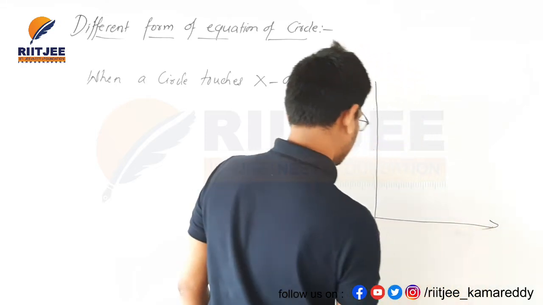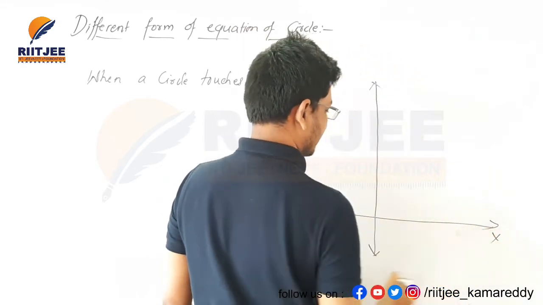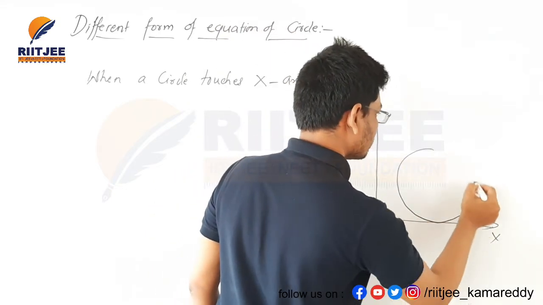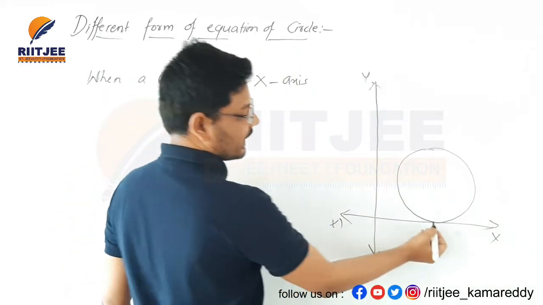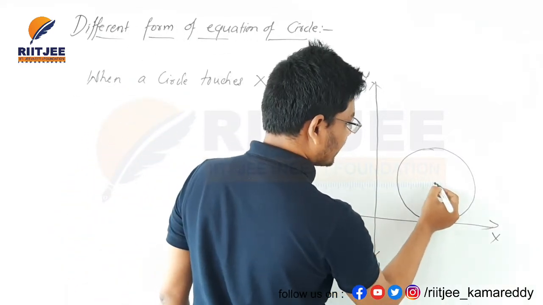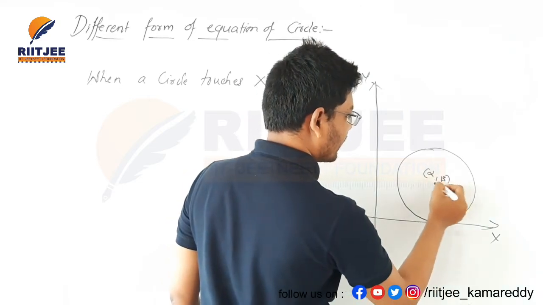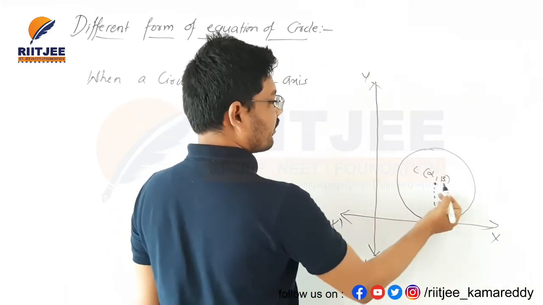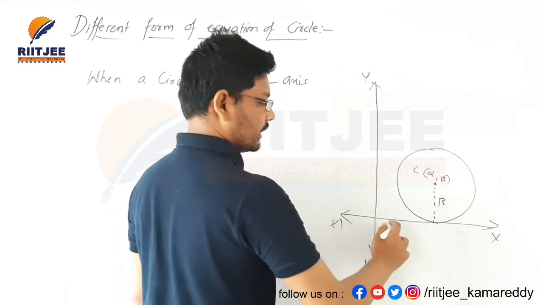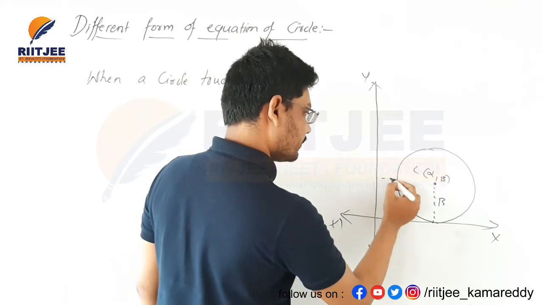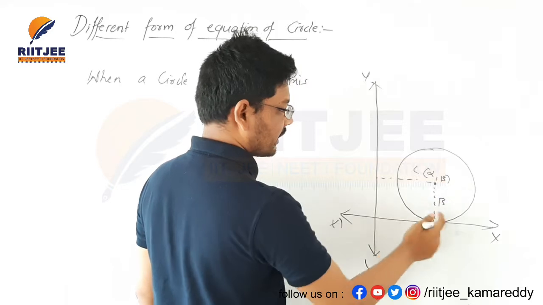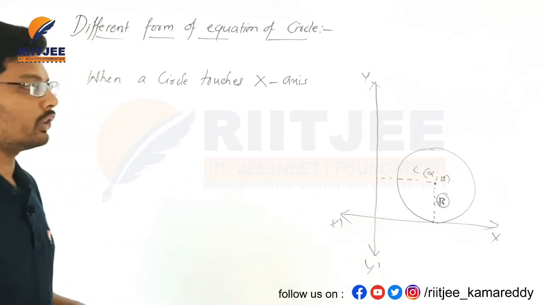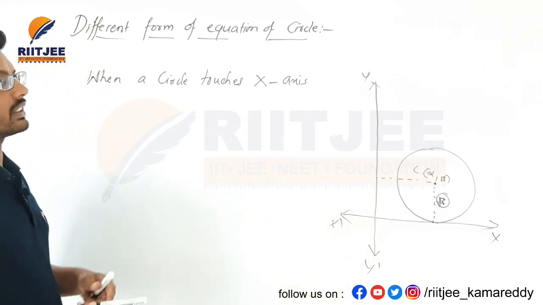When a circle touches the x-axis, this is x, x dash, y, y dash. Here the circle is touching the x-axis, and the center is called alpha comma beta. The distance to the x-axis is nothing but the radius, that's why this distance is called beta. So the radius is beta here, and we need to find the equation of the circle when it touches the x-axis.